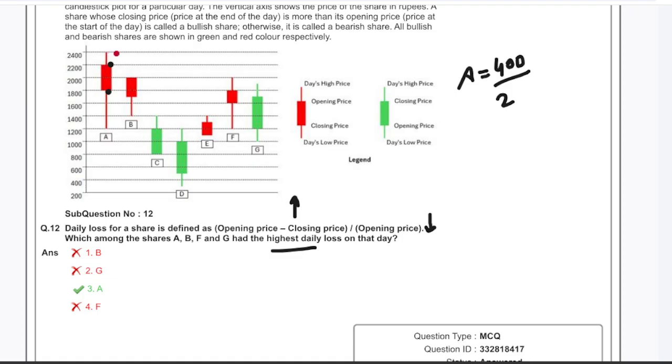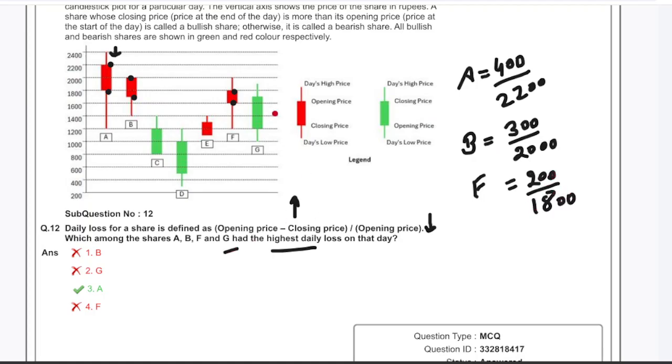The top one is opening. Remember that it's a bearish market. You see, we are not calculating it right away. We are just making an approximation, and that's how we can save our time also. For B, the opening minus closing difference is 2000 minus 1800, that is 300. The opening price clearly is the top one, that is 2000. Next we have F. For F, we have 1800 and 1600, that is 200, divided by 1800.